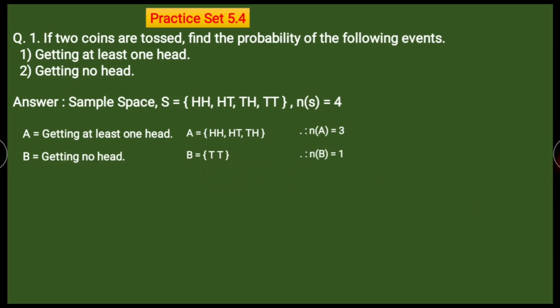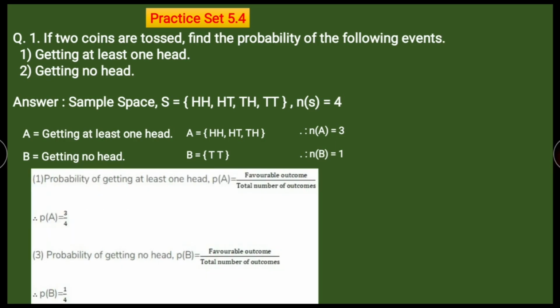So we calculate here with the help of the formula the probabilities for these two events. So the probability of getting at least one head. We write here P(A) equals favorable outcomes upon total number of outcomes. So favorable outcomes are 3 and total number of outcomes are 4. So we write 3 by 4. And for the second, the probability of getting no head, that is P(B) equals favorable outcomes upon total number of outcomes. So here favorable outcomes are 1 and total number of outcomes are 4. So P(B) equals 1 by 4.